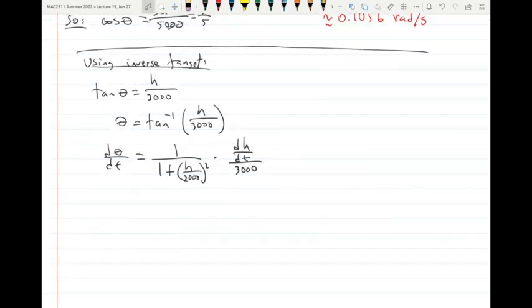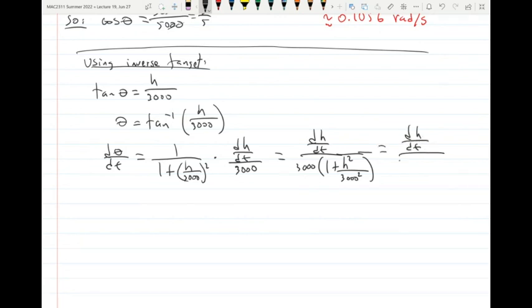So now, let's see. Let me clean this up a little bit more. So it's gonna be dH dt on top, and then here in the bottom we're gonna have 3,000 times 1 plus h squared over 3,000 squared, and I will distribute the 3,000 just to cancel this square, right? So over 3,000 plus h squared over 3,000.